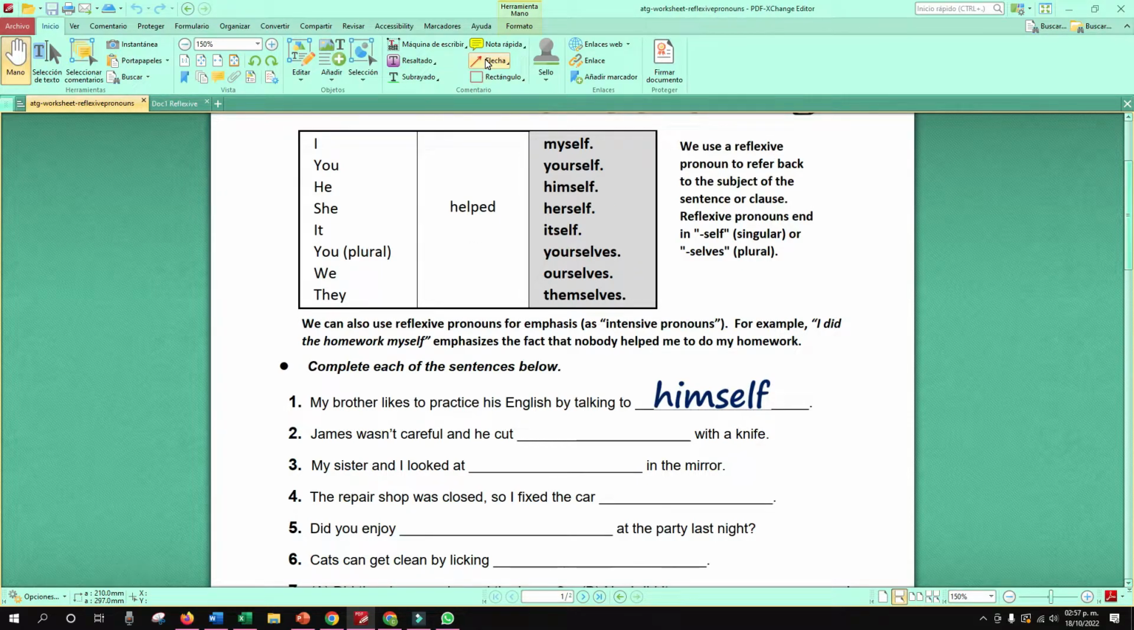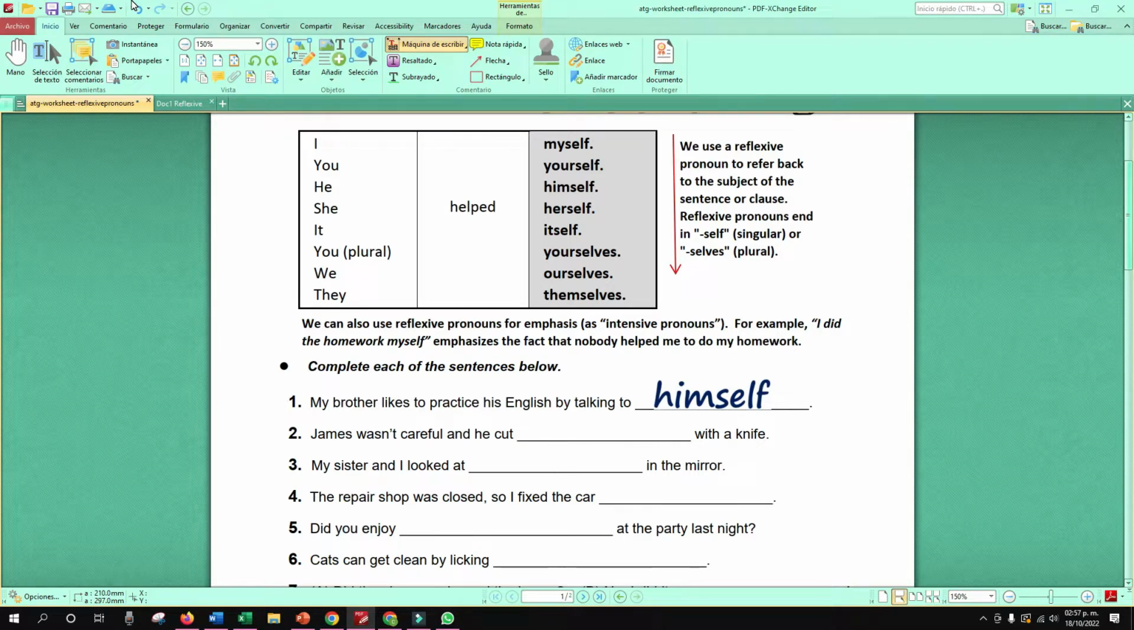Do you have here this information? It says we use reflexive pronouns to refer back to the subject of the sentence or clause. Reflexive pronouns end in self, that is for singular, or selves for plural, right? So let's try to do this exercise. There you have another information. It says we can also use reflexive pronouns for emphasis as intensive pronouns. For example, I did the homework myself.